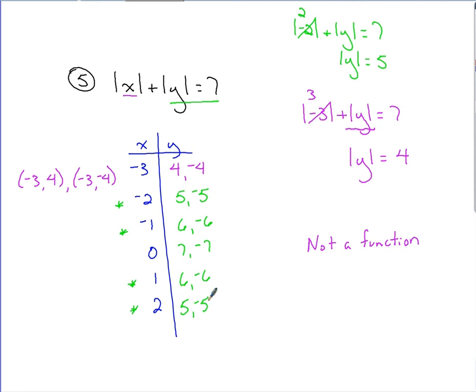So we get 2 points to plot for each x. That's why we don't have a function that we're playing with.